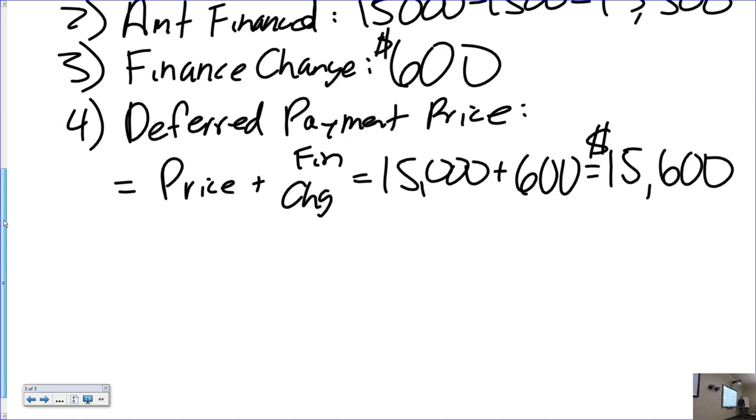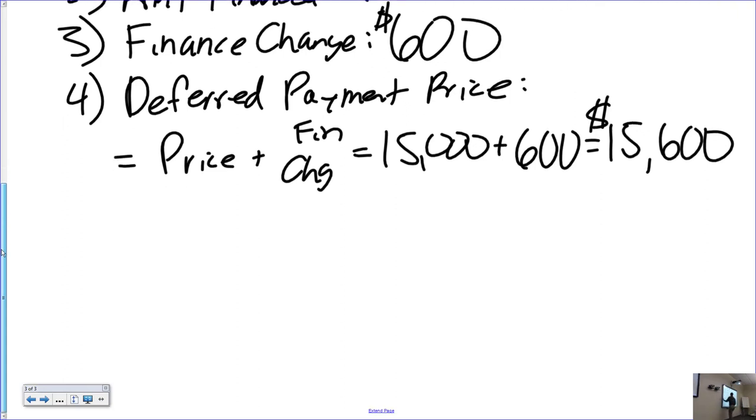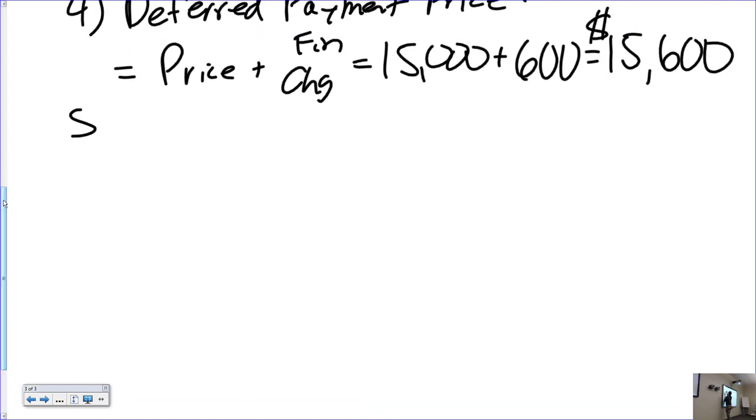Okay? And I like this initial example because it's a little bit more obvious about where these numbers come from. When we start getting into regular loans, then we'll have to do all this calculation to do it, and you'll forget what the basic meaning is. Here, the basic meaning is pretty straightforward. All right? So what was number five?